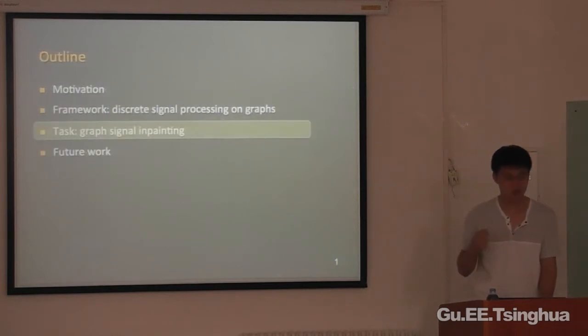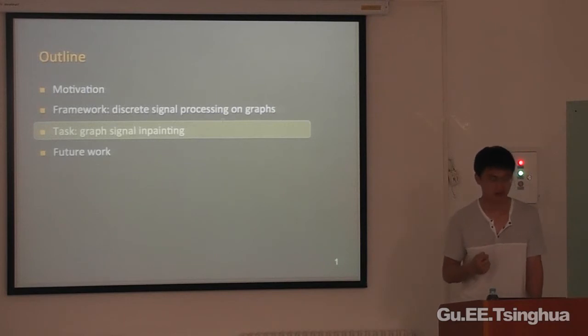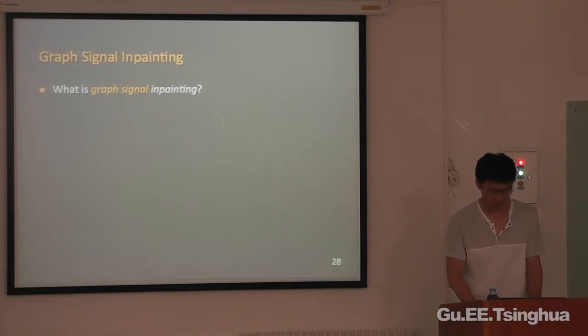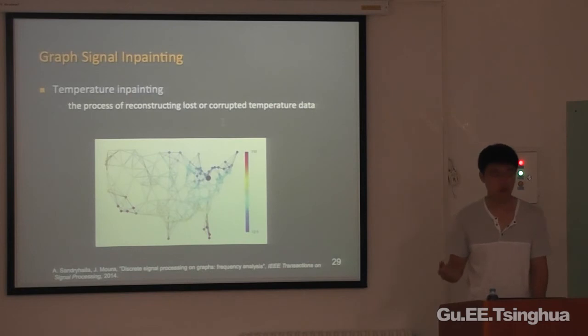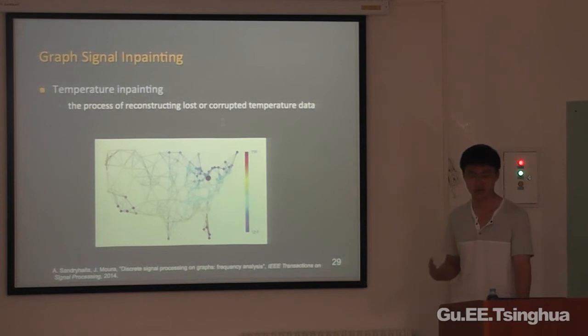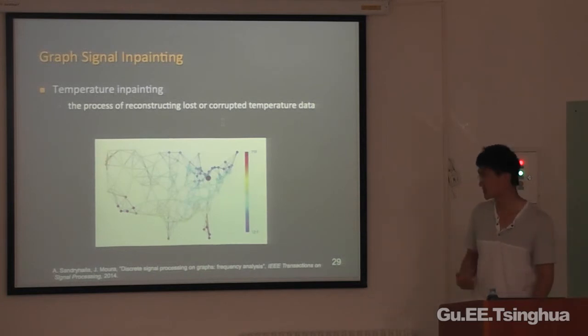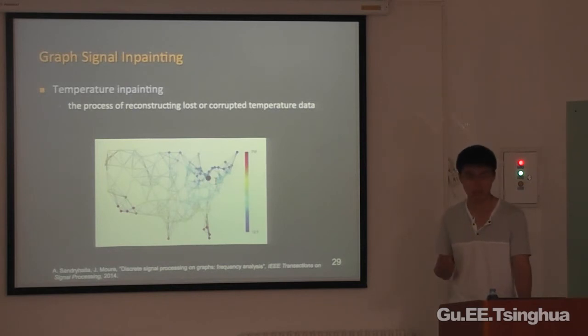So then I go back to a specific task called graph signal inpainting. First, what is graph signal inpainting? Still we go back to the temperature example. We measure temperatures from 150 different cities across the United States. For example, in Pittsburgh, for some reason we don't have the value for temperature, and we want to use some techniques to recover the value.